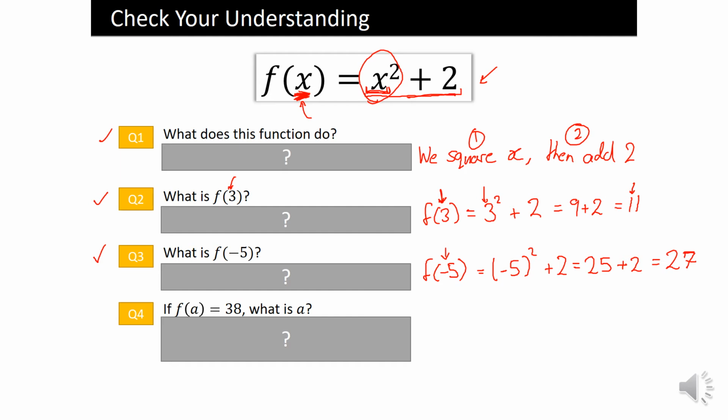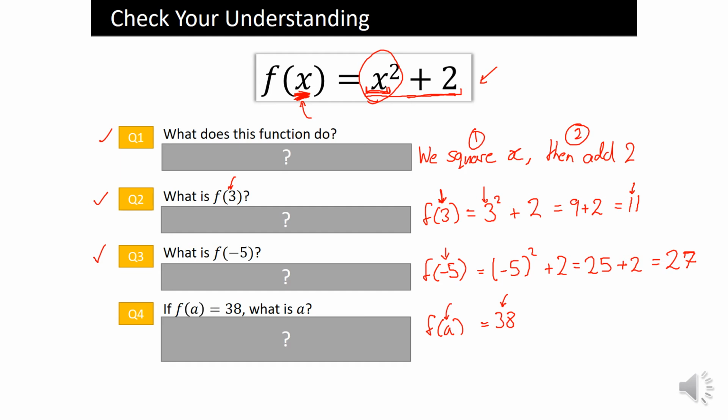Okay, last one, a little bit trickier. So we've got f of a equals 38. So what we're told here, we're actually told the outcome, but not the input. So we're told the output, but not the input. So we need to work that out.